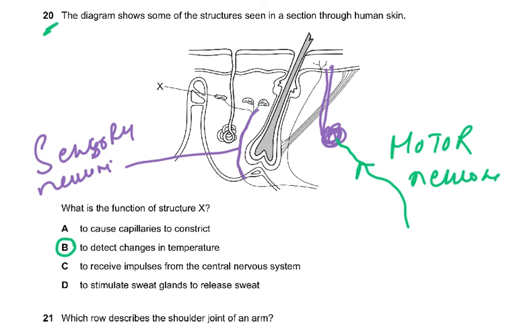So what is the function of structure X? Sensory neuron, these are receptors in the skin which detect changes in environment temperature. You touch something hot and you say, oh my God, that's very hot. Well, how did you come to know? Well, it's because in your skin you have temperature receptors.